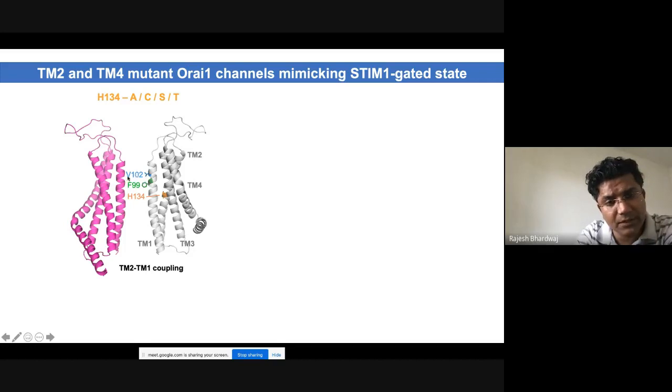So what is key is that if you mutate this V102 to a cysteine residue, for example, the channel is constitutively open in absence of STIM1. However, the channel remains not selective to calcium. So when you co-express STIM1 with this V102C channel that is otherwise not selective, STIM1 can confer calcium selectivity to this channel. So STIM1 can bring selectivity to the channel by interacting with the channel and changing the pore permeation properties. Similarly, it was found that when you mutate H134 and combine it with the V102C mutation, the channel becomes selective. So H134A mutation is basically able to confer calcium selectivity to the V102C channel.